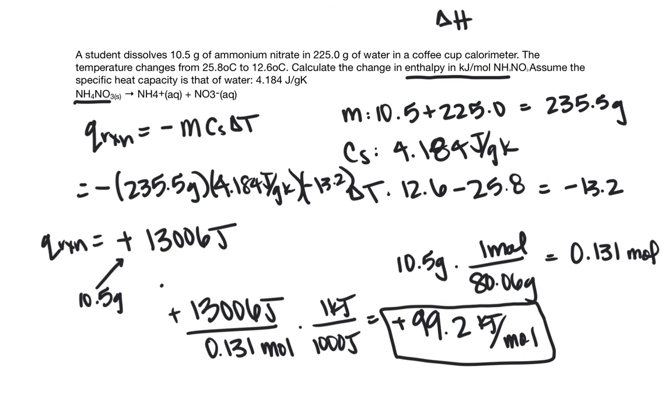So in this calculation, you just need to remember that Q reaction is per what's in the sample. And when you divide by the number of moles of that, it allows you to convert to kilojoules per mole.